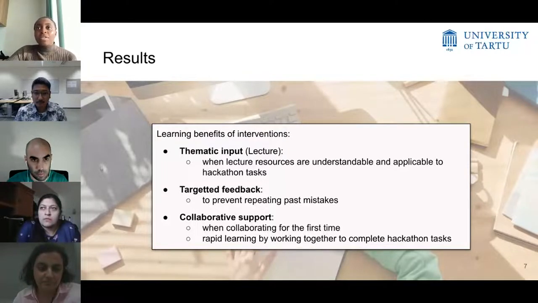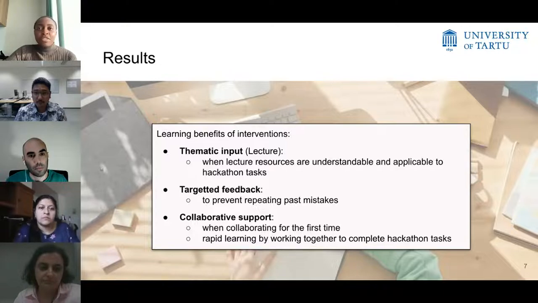Lastly, for the collaborative support, we saw benefits when the students are able to collaborate for the first time. And as such, they're strangers, they don't know each other. And especially in the online format, it would be difficult for them to have met before these hackathon events. And for the collaborative support, we also saw benefits to help the students learn rapidly when they're able to work together as a team to complete the task.